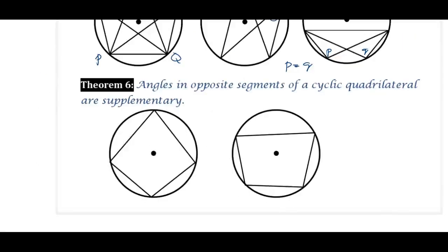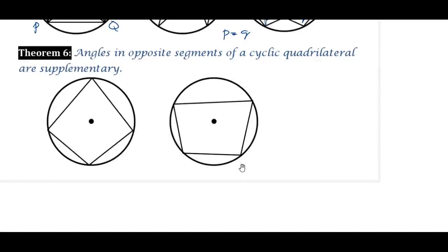Angles in opposite segments of a cyclic quadrilateral are supplementary. Supplementary simply means 180 degrees. So angles in opposite segments of a cyclic quadrilateral are supplementary. It simply means that when you add angles, let's say this is angle M and this is angle N, this is P and this is Q. What this theorem is saying is that M plus N must give us 180 degrees, then P plus Q must be equal to 180 degrees.